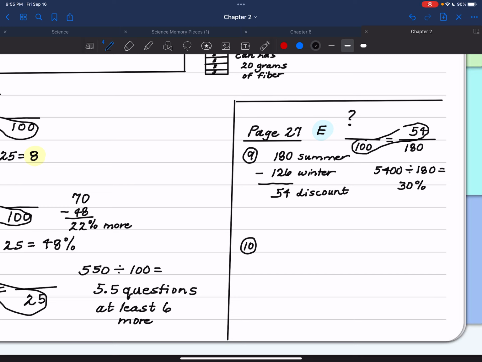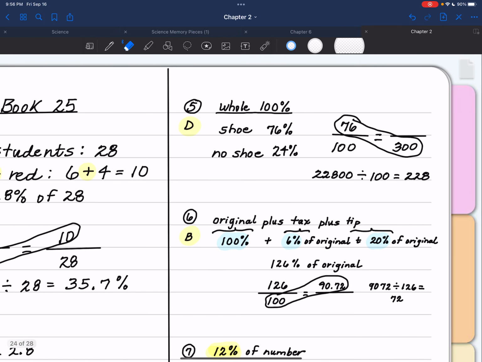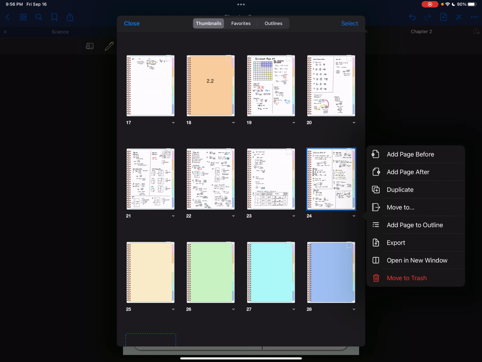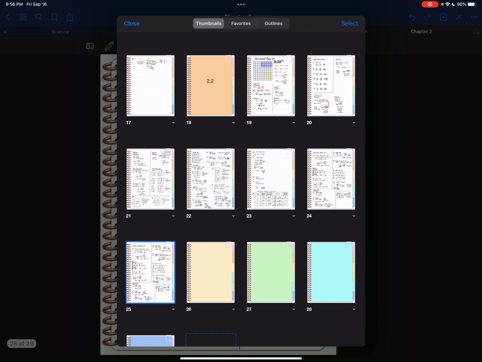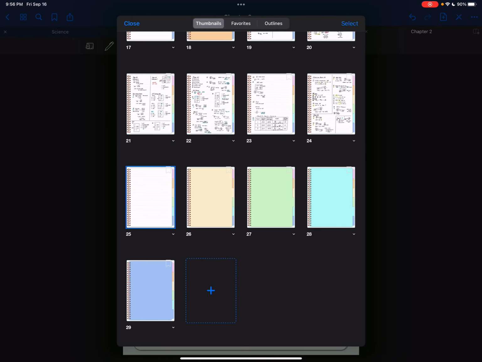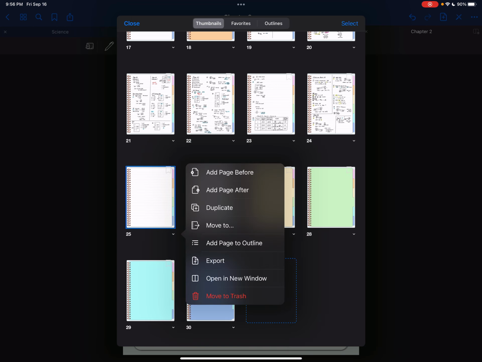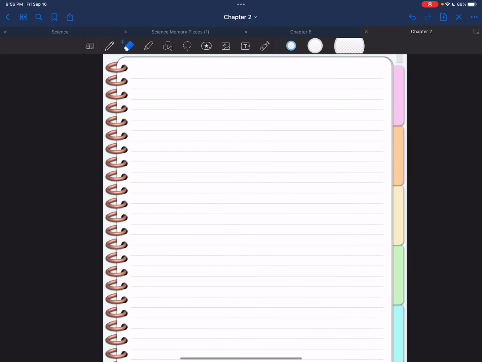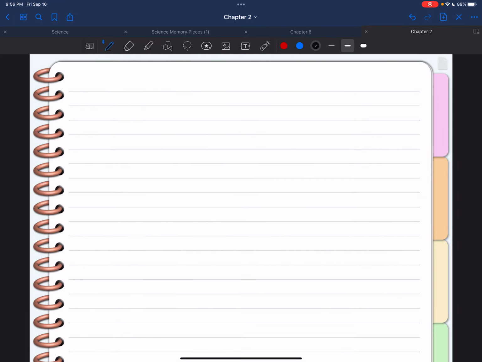Okay, number 10. Which represents a 30% decrease? So I'm going to need more paper than this. I'm out of paper. Bear with me just a second. I'm going to delete this page, and then I need to just copy these while I've got them blank, and that will save us a little time. Okay, number 10. Sorry about that.